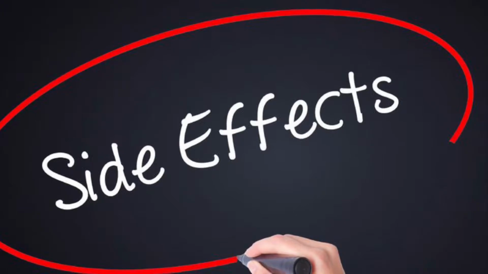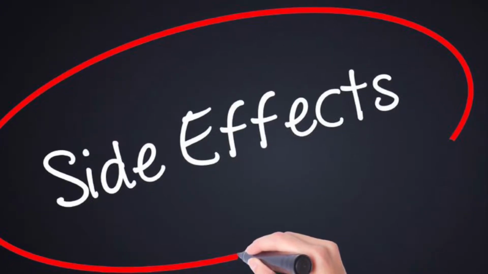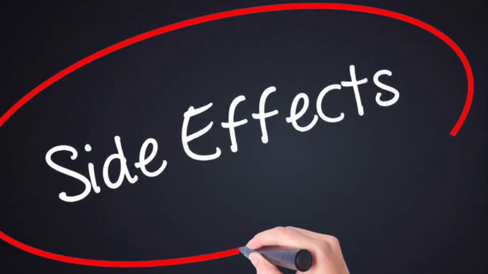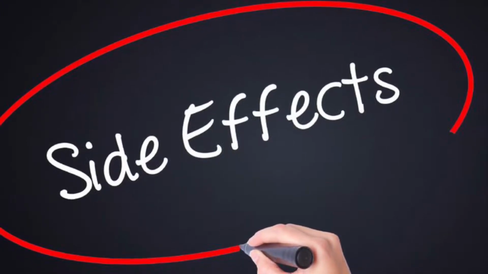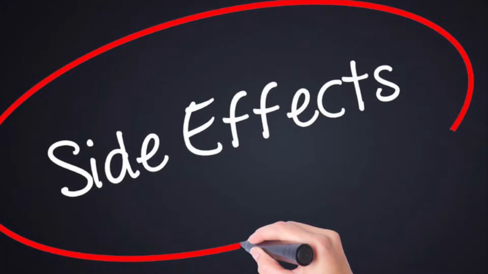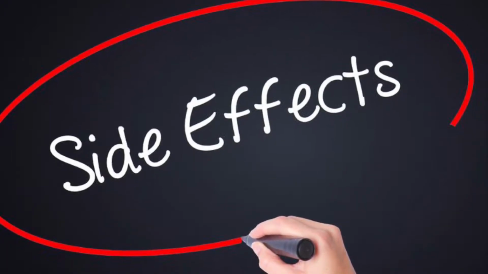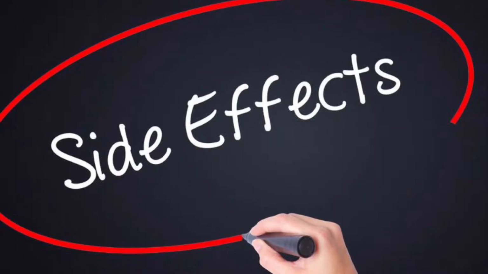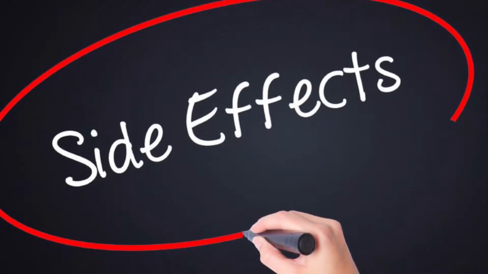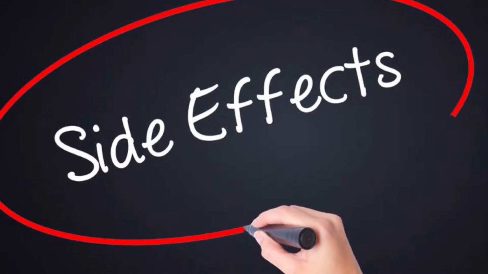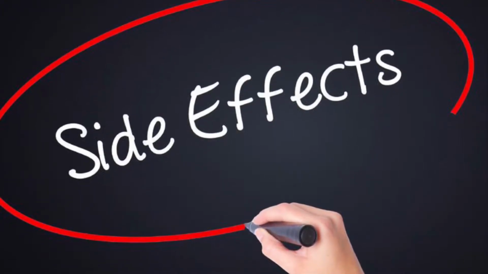Some side effects include nausea, stomach pain, loss of appetite, itching, rashes, headaches, dark urine, clay-colored stools, or jaundice, which is yellowing of your skin or eyes. And in very rare and severe cases, it can cause severe liver damage and even death. Whoa, those are some really bad side effects. Don't use Tylenol recreationally, kids.